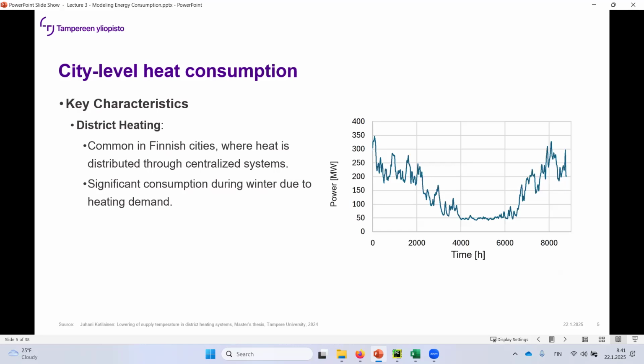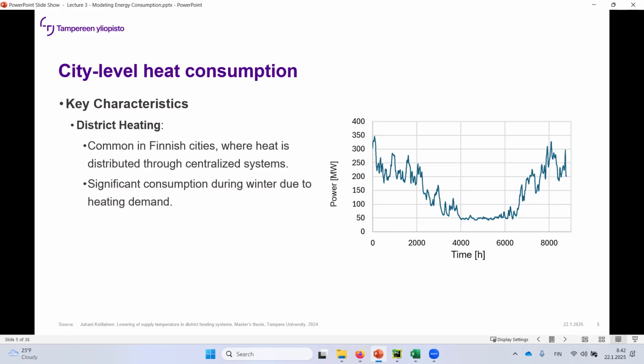So city level heat consumption, key characteristics, common in Finnish cities. So in a lot of the Finnish cities, there's a high amount of district heating in the cities that are using it. So it's really common in here. It's not the same in Southern Europe, of course, since there are not such cold weather conditions during the winter time. But in Finnish cities, it's really common.